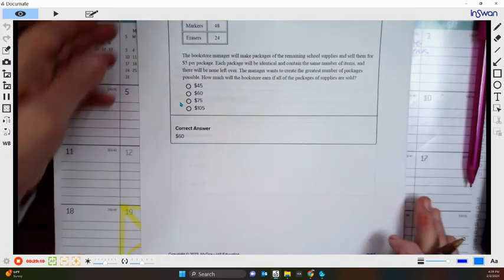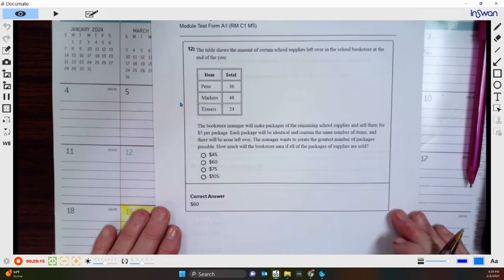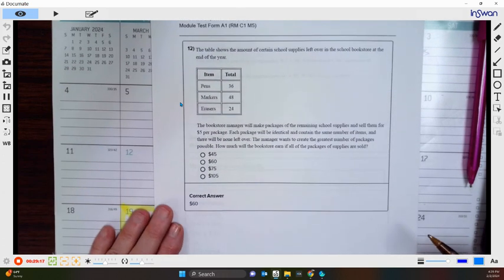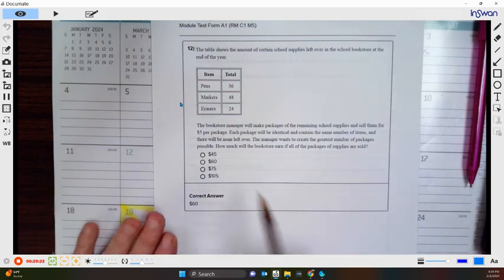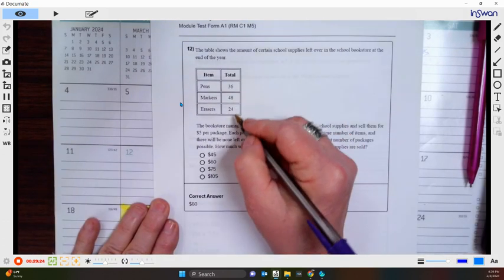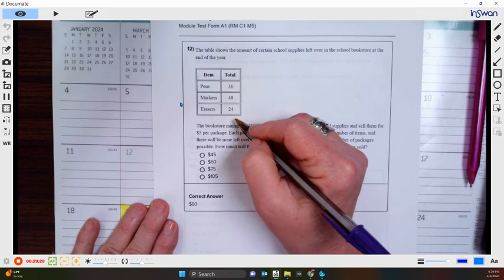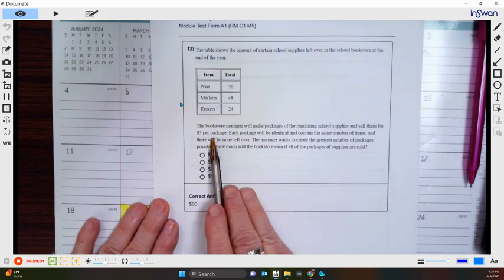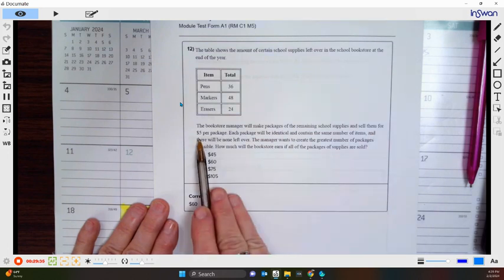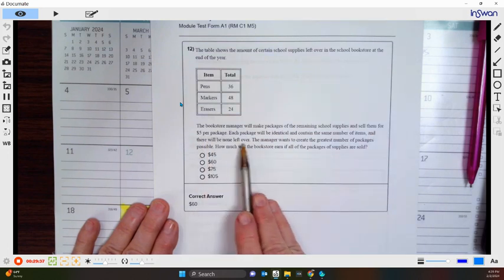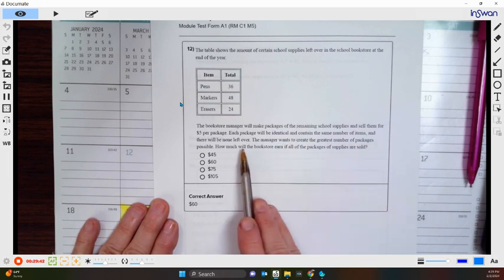The next question is using a table, and it's showing school supplies that are left over. Now, in this, I think the confusion was people were not realizing that those totals were being divided up. But this is how many of each of the items you have: 36 pens, 48 markers, and 24 erasers. It says the bookstore manager will make packages of school supplies and sell them for $5 per package. Each package will be identical and contain the same number of items. There will be none left over.